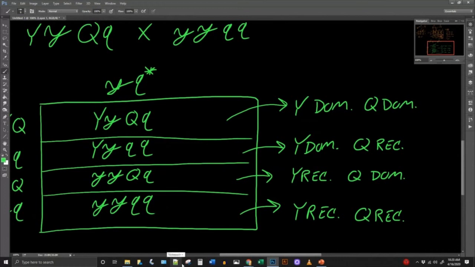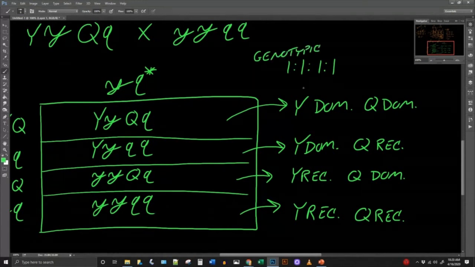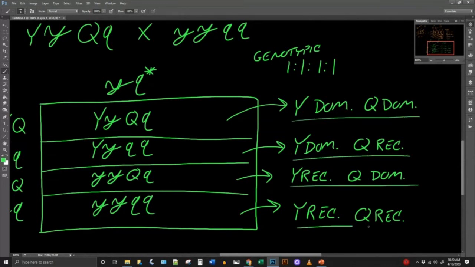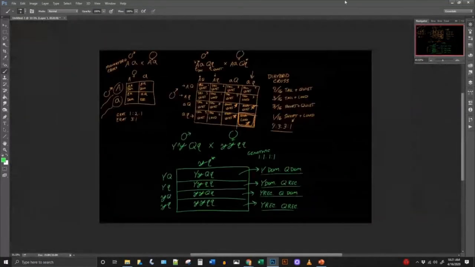And there's an equal number of each combination. So what is this? This is a 1 to 1 to 1 to 1 genotypic ratio. And a 1 to 1 to 1 to 1 phenotypic ratio as well, because there's no duplication of phenotypes here, right? Dominant dominant, dominant recessive, recessive dominant, recessive recessive. And you can do this with some of the simpler genetics problems we've looked at as well, simplifying the Punnett square to make your life a little bit easier.